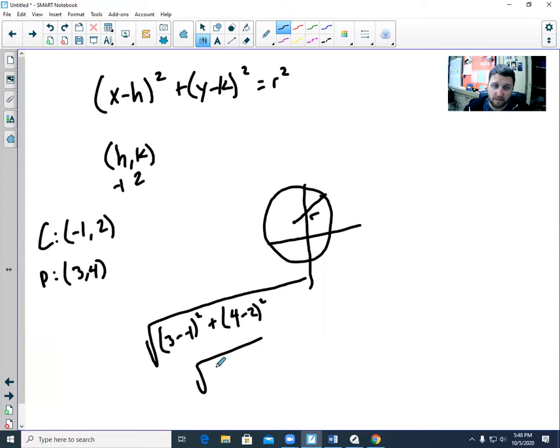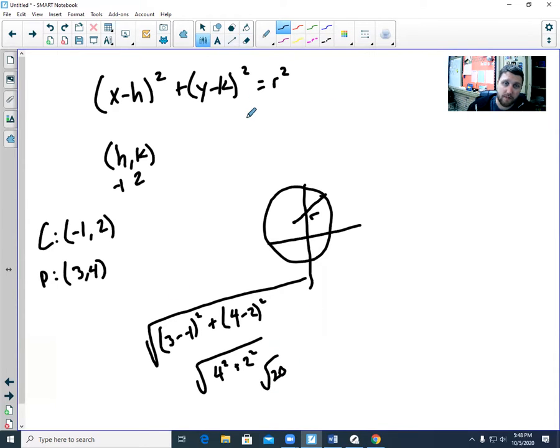So this is going to be the same thing as 4 squared plus 3 squared. Is that right? It's not 3, it's 2. So that's going to be the square root of 20. And now I know that r is the square root of 20.